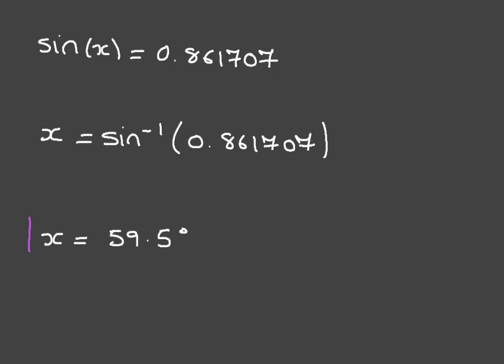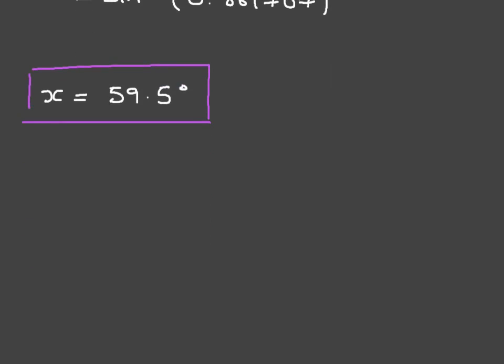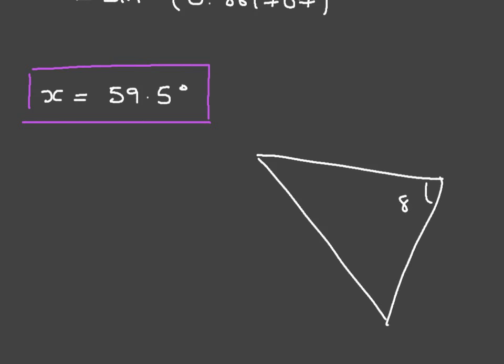We've just found an angle again using the sine rule. For the sake of completing the diagram, we were told that this angle was 80 degrees, this side length was 8, this side length was 7, and this side length was 5.3. Using the sine rule, we have just found that this interior angle facing the 7 is 59.5 degrees. And there you go. I hope that helps.